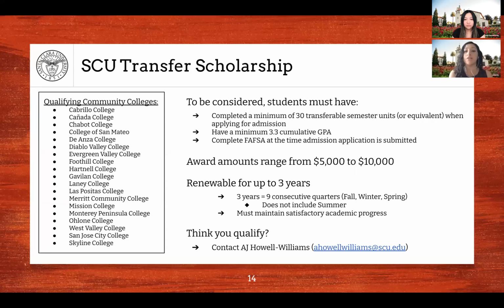And if you think that you could qualify for these scholarships, you definitely could contact our admissions counselor, AJ Williams, and here's his information as well. And then we have listed here the community colleges that would be eligible for this scholarship.